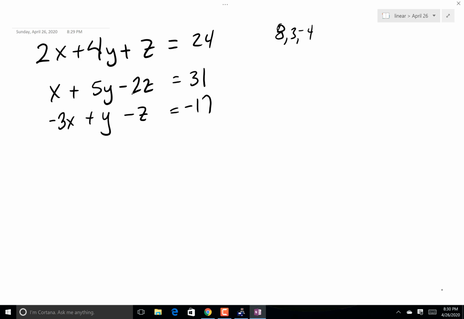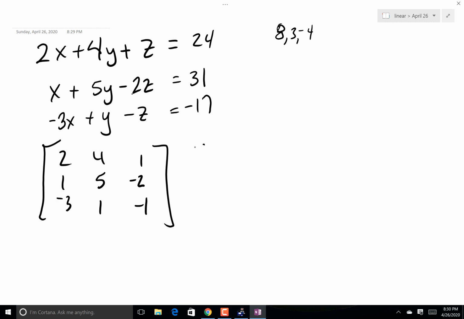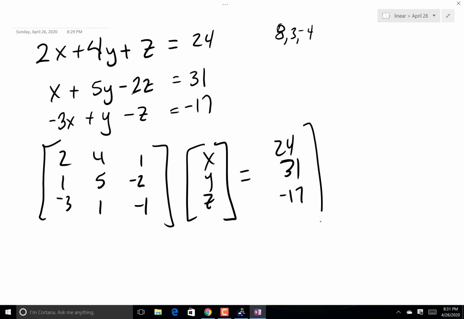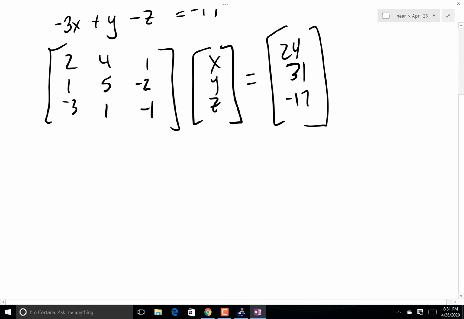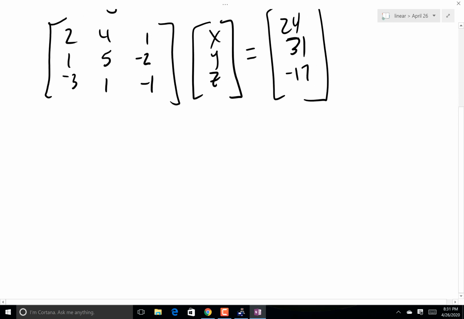Okay, this is as good a problem as any, I guess. Remember, the problem that we're looking to solve is this guy: 2, 4, 1, 1, 5, -2, -3, 1, -1, times x, y, z equals 24, 31, -17. This is what we seek to solve. First, again, we're going to go with our U. To get our U, we are going to get rid of this guy, and this guy. Remembering, though, that we're going to take R2 minus a half of an R1.